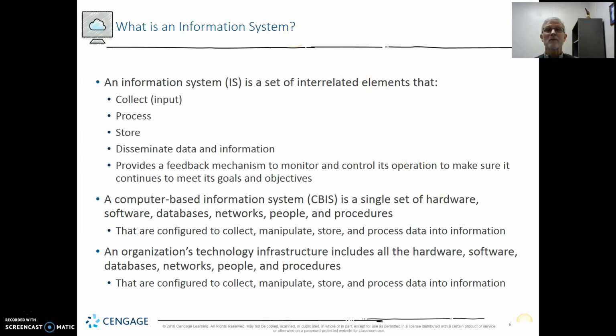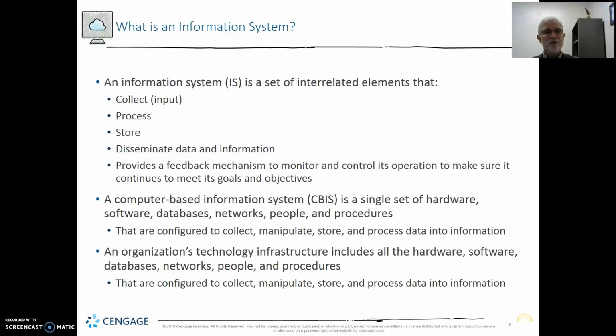Now, what is an information system? Since we're taking a class on fundamentals of information systems, what is it? An information system is a set of interrelated elements that collect data, input it, process it, store it, manipulate it, disseminate it, change it, and provide feedback back to the creator. Hey, did I create good information? Is it being used correctly?